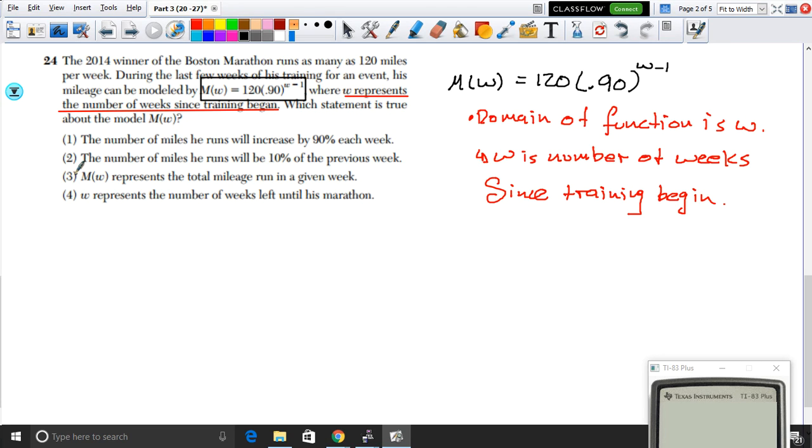And knowing that, then we can just choose option 3 because this M(W) represents the total mileage run in a given week. And we know that this is true because the domain of the function is W. What we plug in each function is W, and we know that W represents weeks since the training began. So with that said, option 3 is the correct option here.